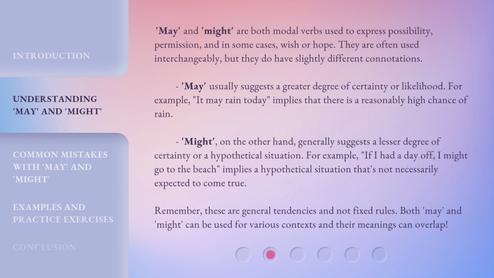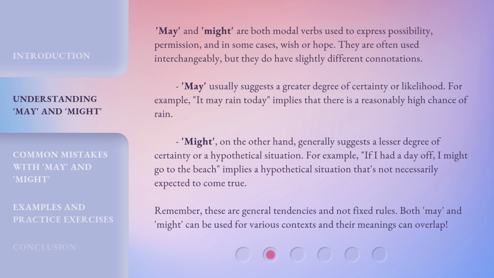May and might are both modal verbs used to express possibility, permission, and in some cases, wish or hope. They are often used interchangeably, but they do have slightly different connotations. May usually suggests a greater degree of certainty or likelihood. For example, "It may rain today," implies that there is a reasonably high chance of rain.